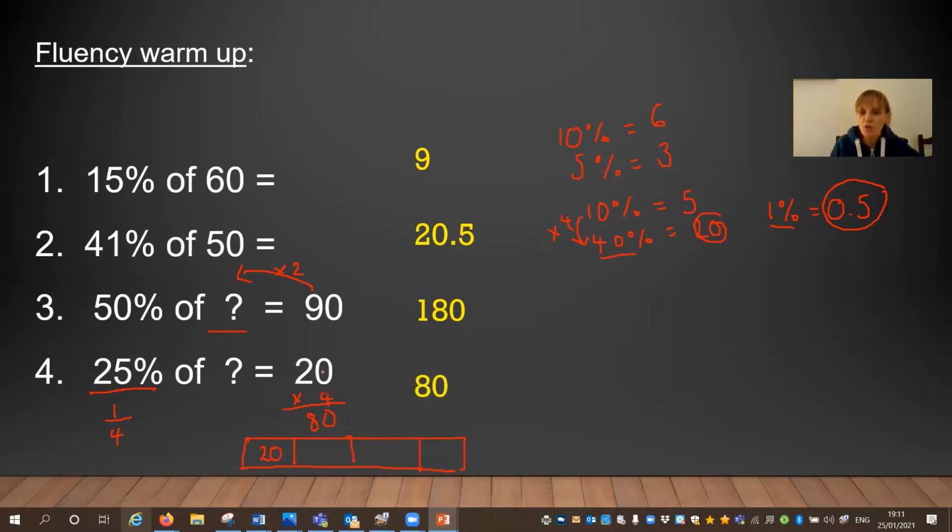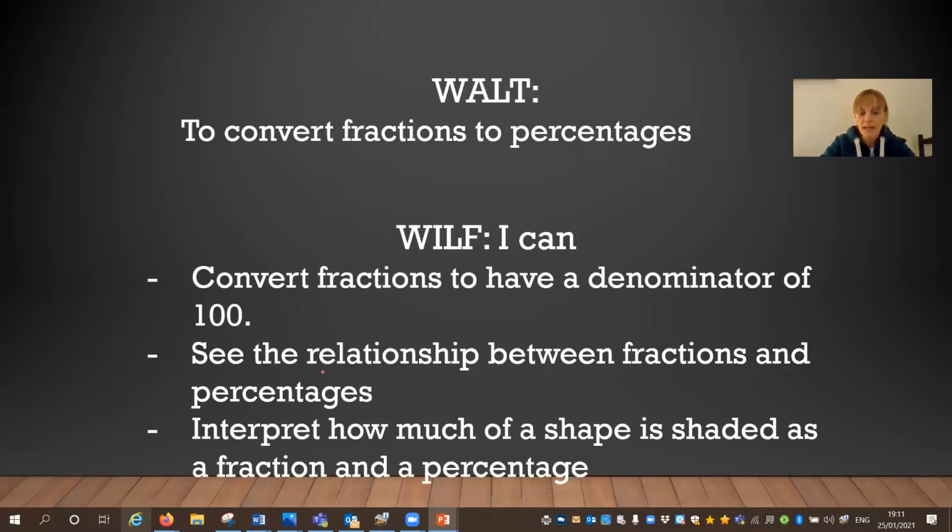So the decisions here have got to be made where you've got to use your knowledge of percentages and fractions as to how you tackle those missing numbers, different ways of doing it. Now today we're going to be focusing on converting fractions into percentages. Our aim is that I can convert fractions to have a denominator of 100, because that way we can put it into a percentage. I can see the relationship between fractions and percentages, and I can interpret how much of a shape is shaded as both a fraction and a percentage.